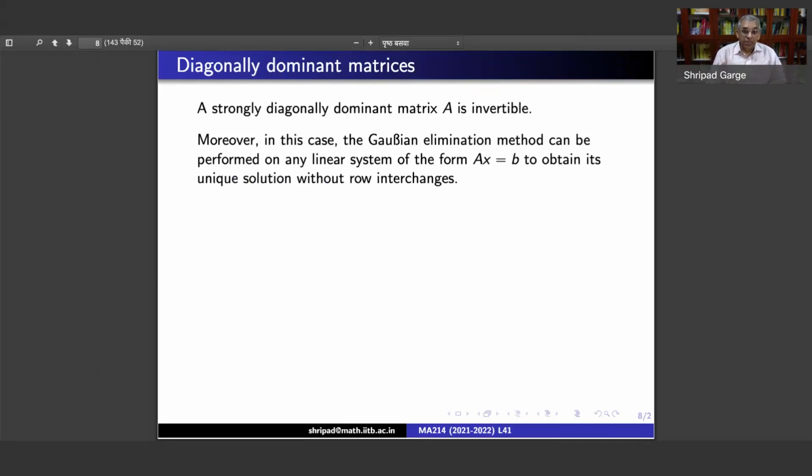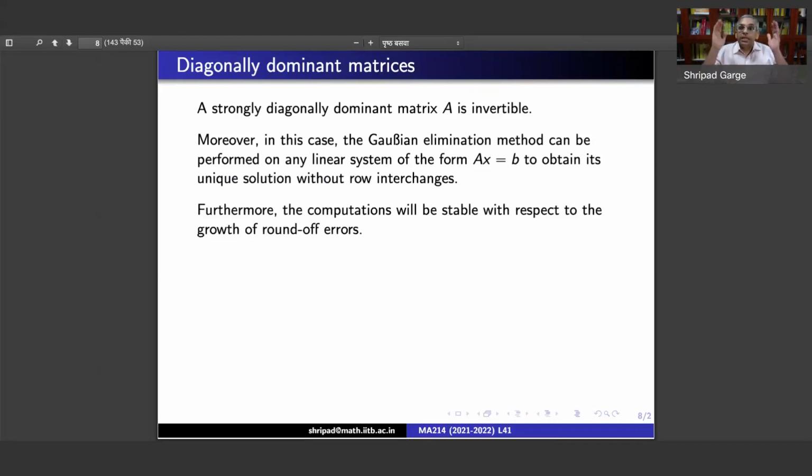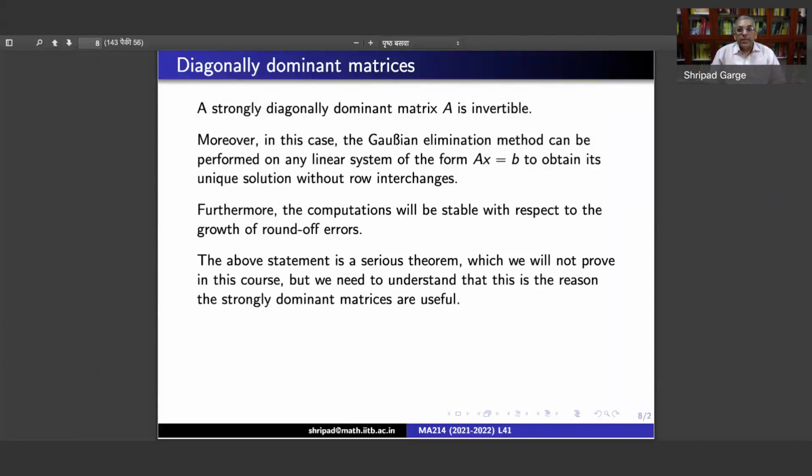And now I come to the effective part. Furthermore, these computations will be stable with respect to round-off errors. The round-off errors do not disturb the diagonally dominant matrices much. This is the effect of having a strictly diagonally dominant matrix. So these are all the three statements that I have written above. This is a very serious theorem, which we will of course not prove in our course, but what it tells us is that the strictly diagonally dominant matrices are very useful. We should study them. We will look at matrices which are strictly diagonally dominant, and then we will apply the Gaussian elimination method to them. This is what we do about diagonally dominant matrices.